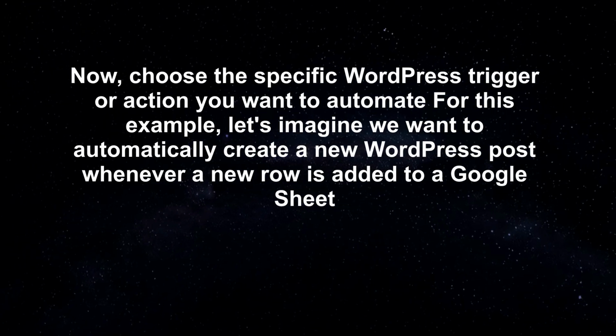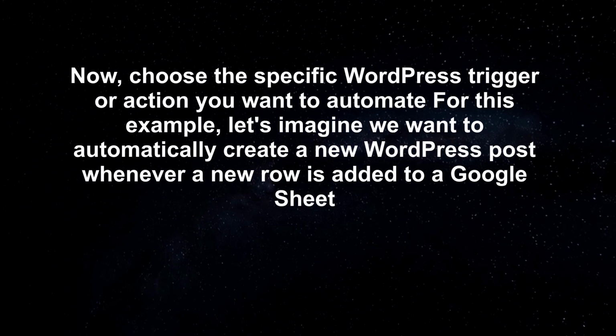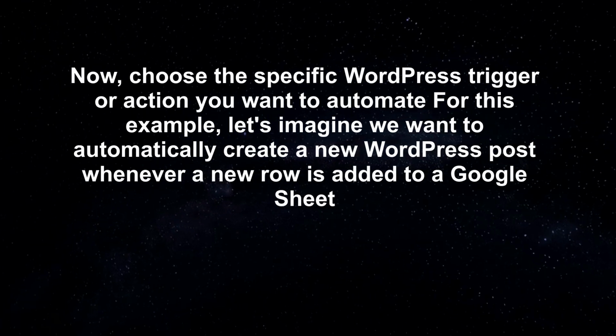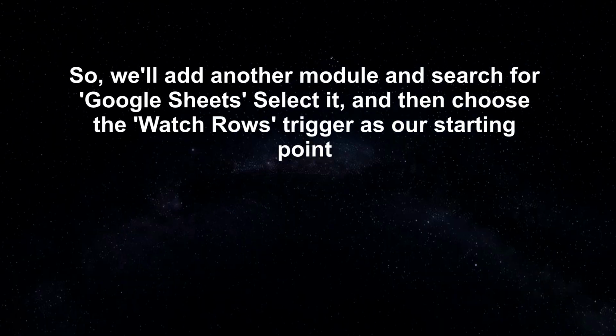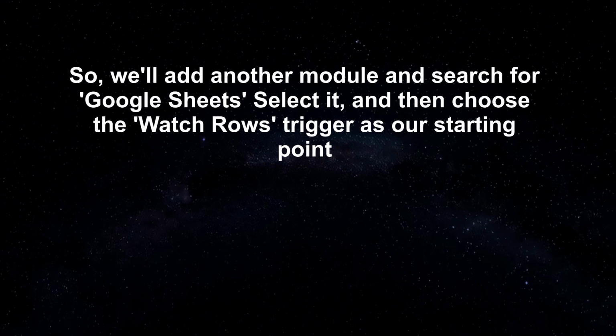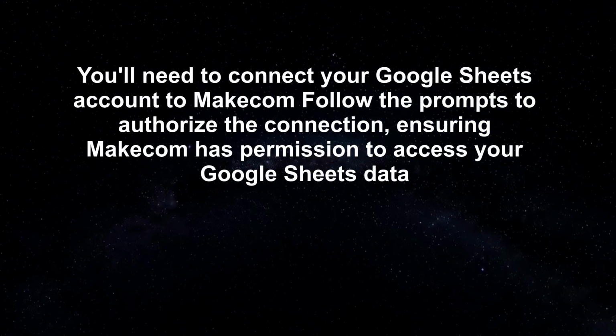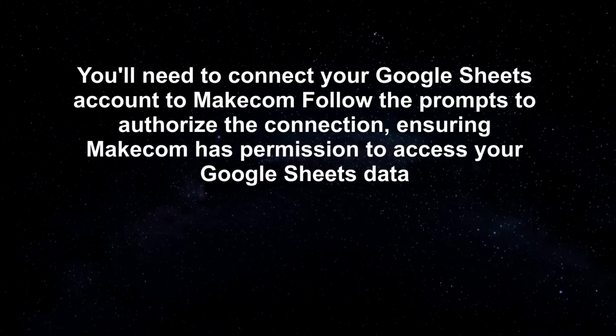For this example, let's imagine we want to automatically create a new WordPress post whenever a new row is added to a Google Sheet. So, we'll add another module and search for Google Sheets, select it, and then choose the Watch Rows trigger as our starting point. You'll need to connect your Google Sheets account to Make.com.